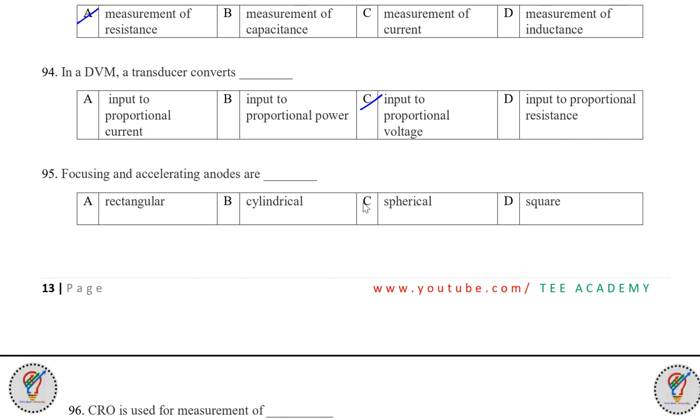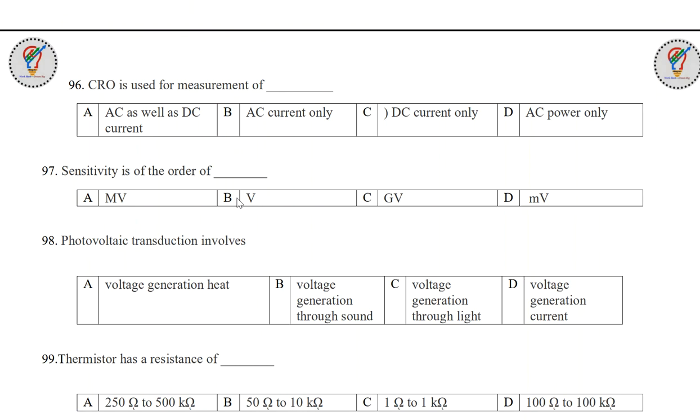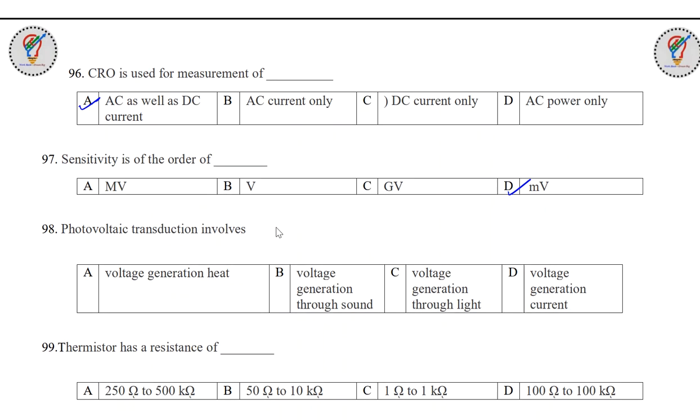Next one. Focusing and accelerating anodes in a CRO are cylindrical in shape here. Next one, the cathode ray oscilloscope is used for the measurement of AC as well as DC quantities. It can also measure the frequency. Next question, 97th question here. Sensitivity is of the order of millivolts here. So D is the right answer.